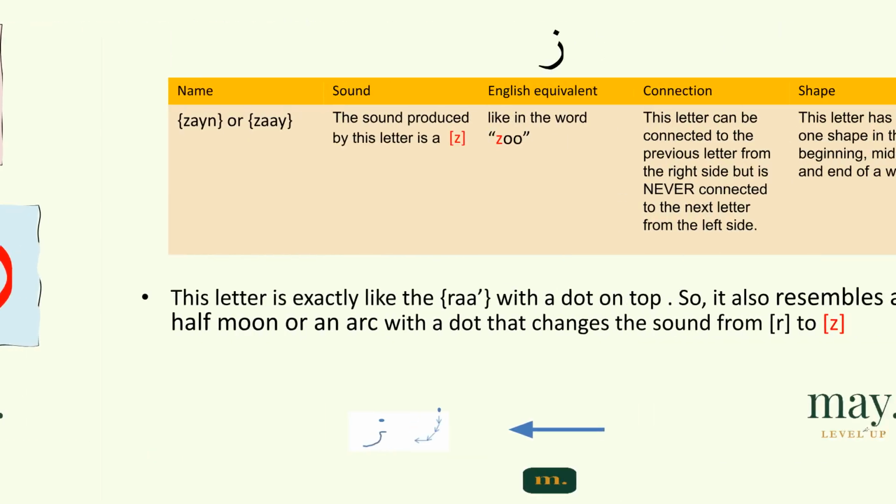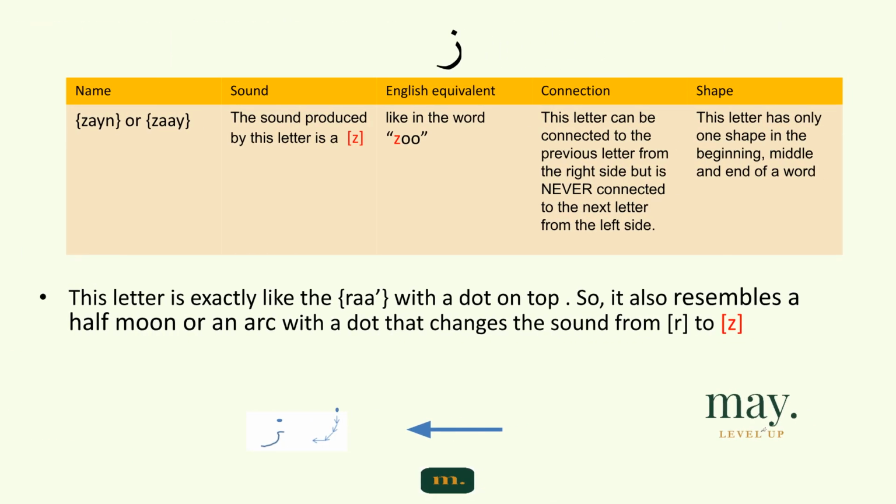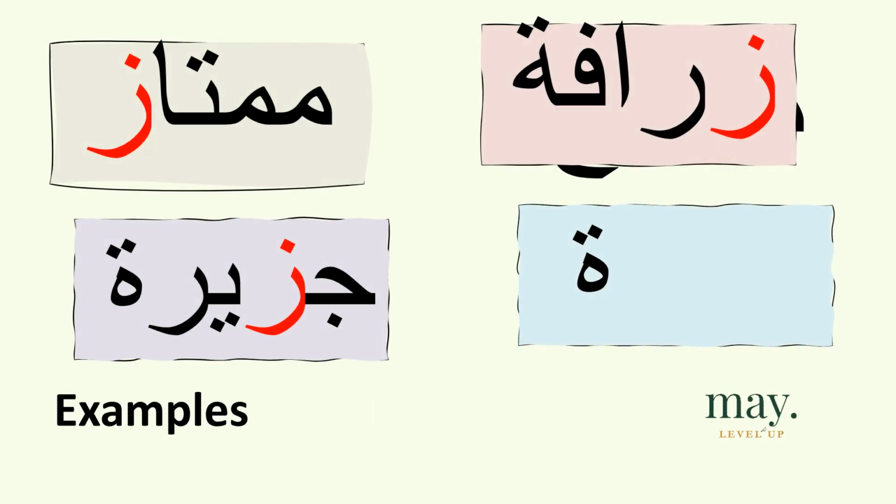The next letter is zayn or zay. It sounds like the z in zoo. It is similar to ra in its shape, but it has a dot on top, which changes its sound. Here are some examples of the letter zayn used in various words.